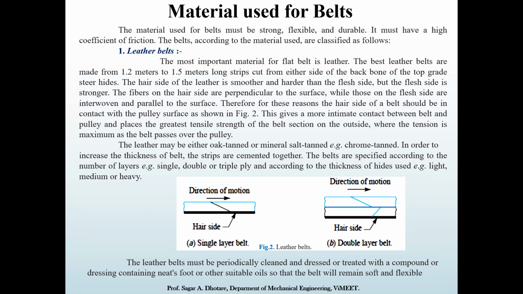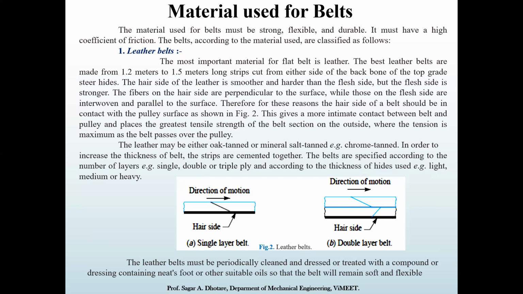First, it should have a high coefficient of friction, very high flexibility, it should be strong enough, with durability, and it must have high strength. Based on the material used in belts, there are different materials which are used. We will see them one by one. First one is the leather belt, where the material used for manufacturing the belt is leather.